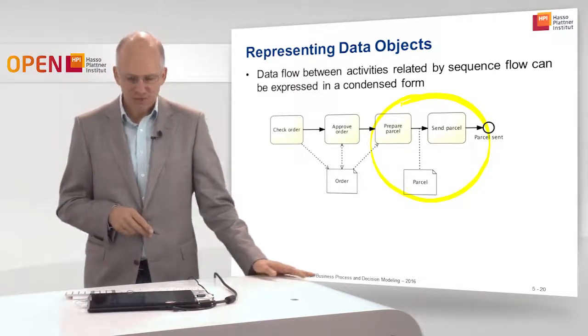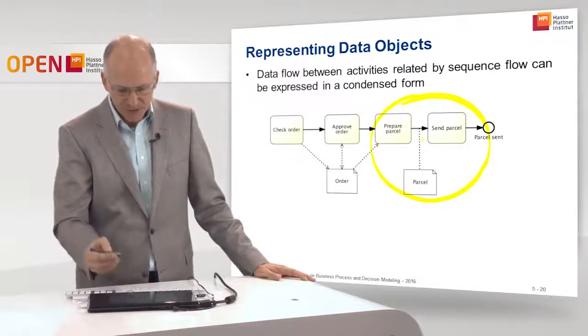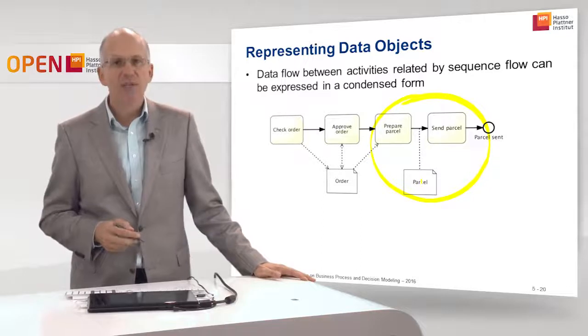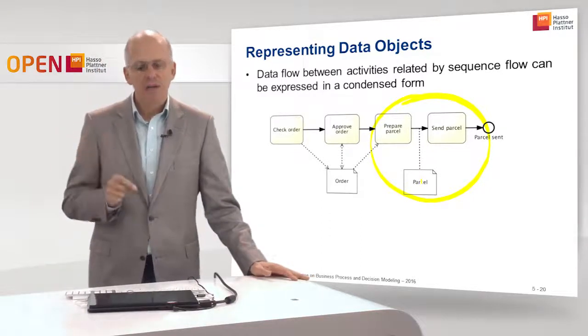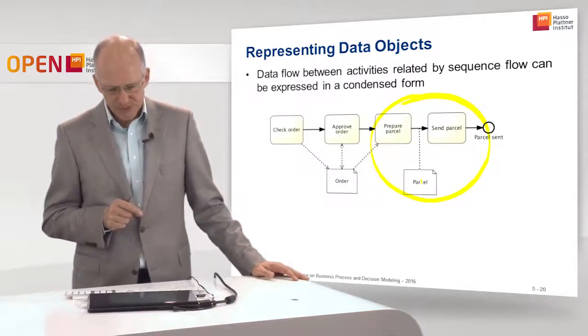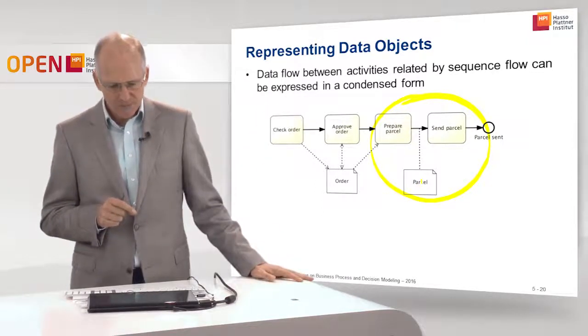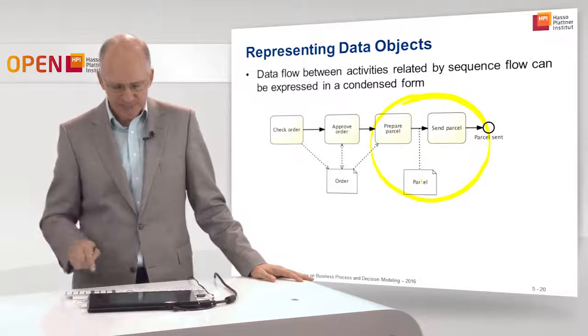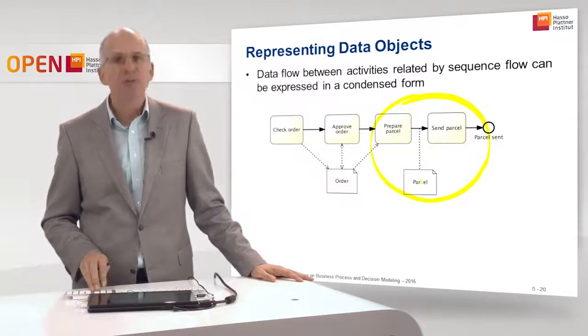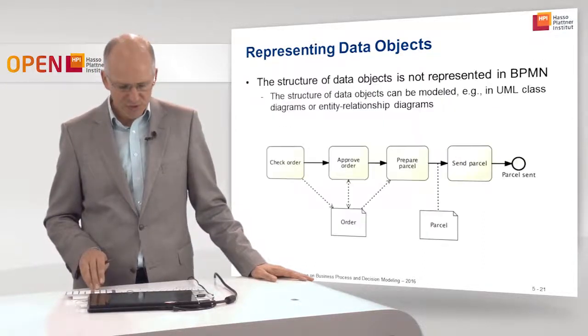syntactic sugar. So we save one edge, and we can just attach or associate the parcel with the sequence flow, and thereby we indicate that the object is created by prepare parcel and is read by send parcel. So that's a simplification of the model without losing any precision here.